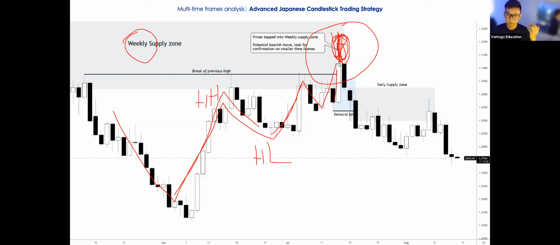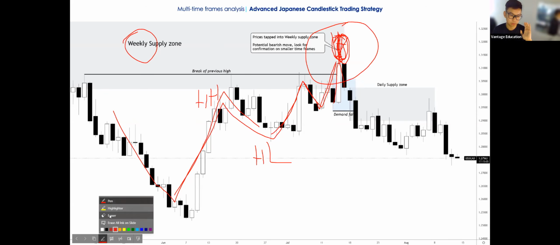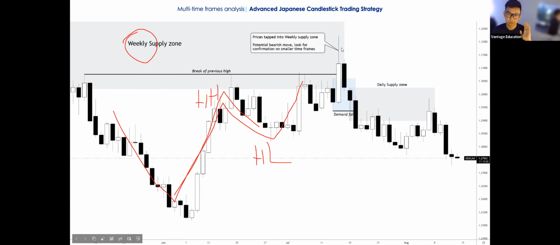So this is not an engulfing pattern, so we do not know that this is a reversal yet. How do we know that this is a reversal? It's because of this move up here. Let me just erase everything. It's getting very messy.